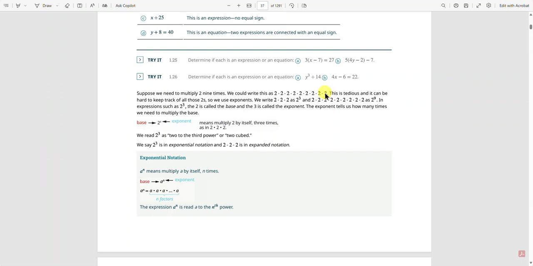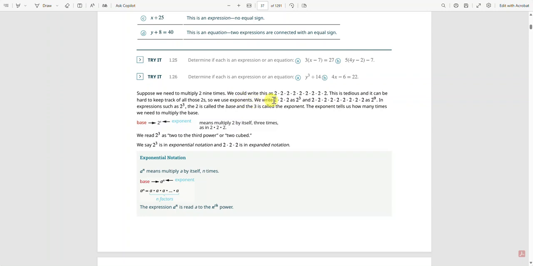So maybe there's a better way to express this same idea rather than writing it all out. This is tedious. That means it's troublesome. And it can be hard to keep track of all those 2's. So in algebra, we use exponents.